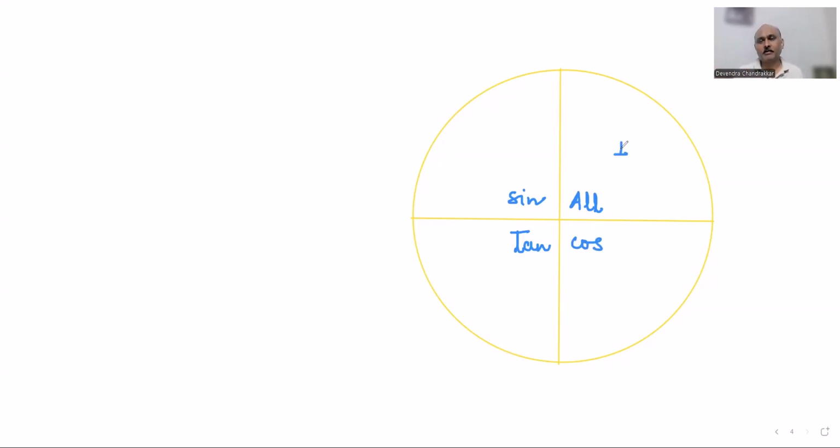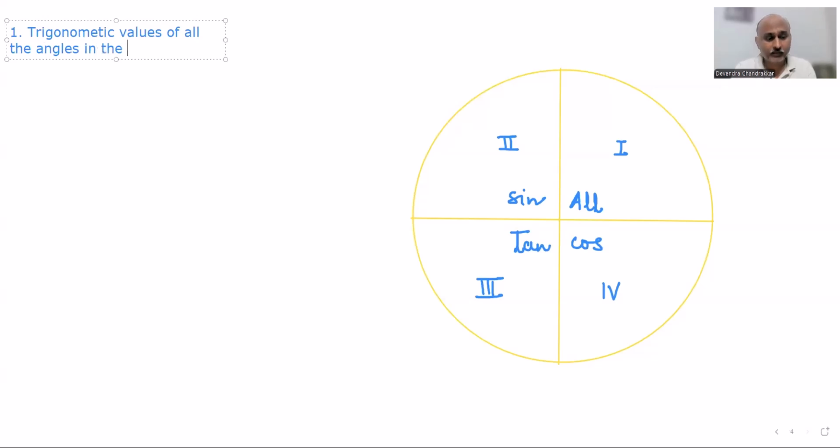This is the first quadrant. This is the second quadrant. This is the third quadrant. And this is the fourth quadrant. All sine, tan, cos. Okay. Now, what is this all sine, tan, cos? I'm writing it. First one is trigonometric values of all the angles in the first quadrant is always positive for all the functions.